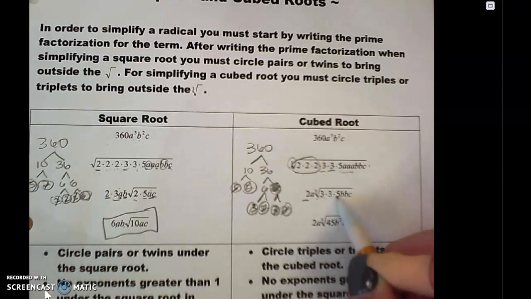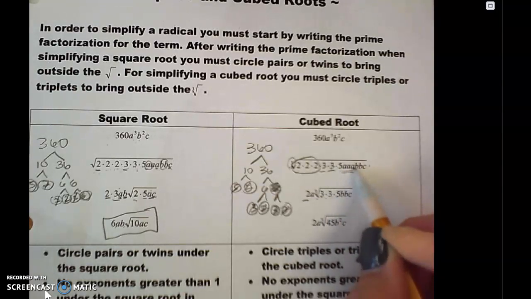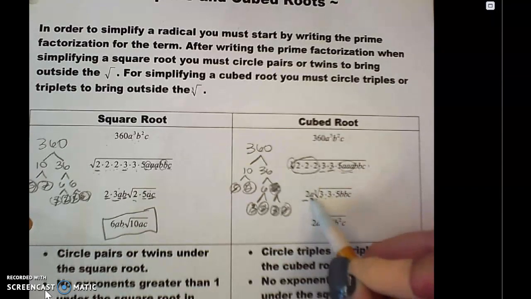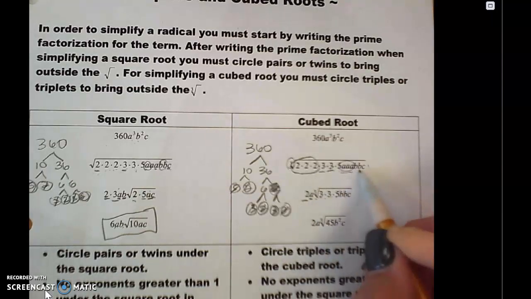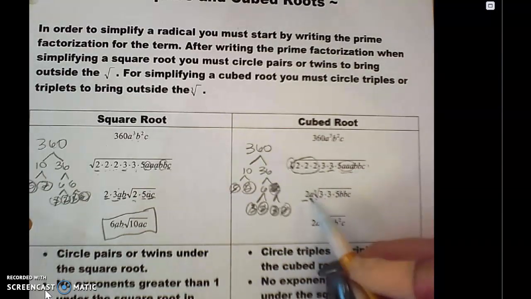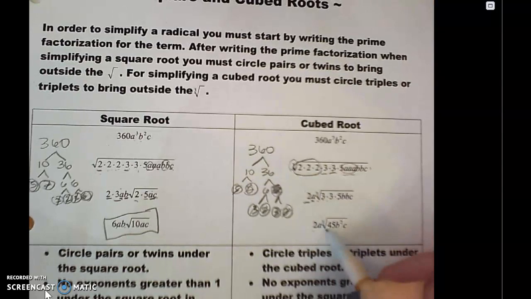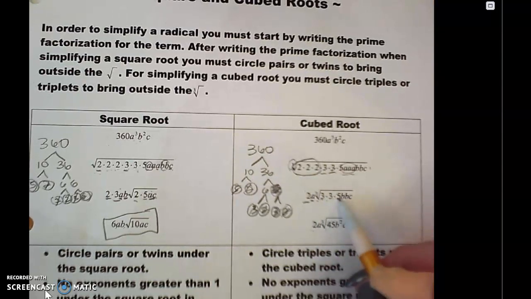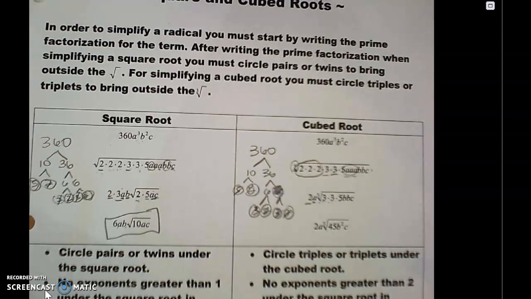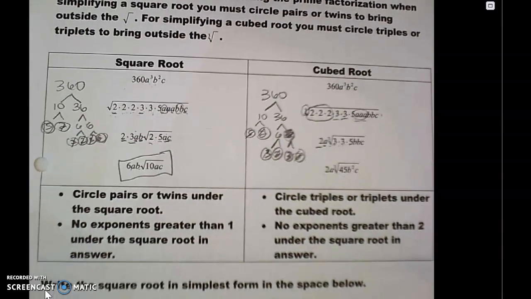The 5 stays on the inside. These 3 a's come out as 1a. And the 2 b's and the 1 c stay inside. So further simplified, it's 2a cube root, 3 times 3 times 5. 3 times 3 is 9. 9 times 5 is 45. b squared c.